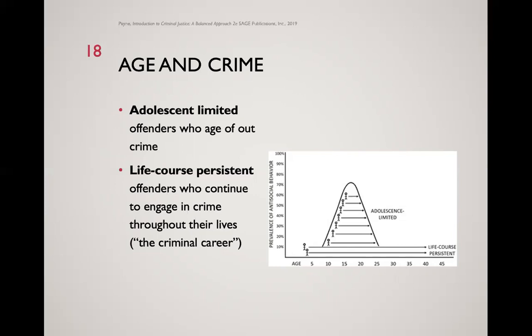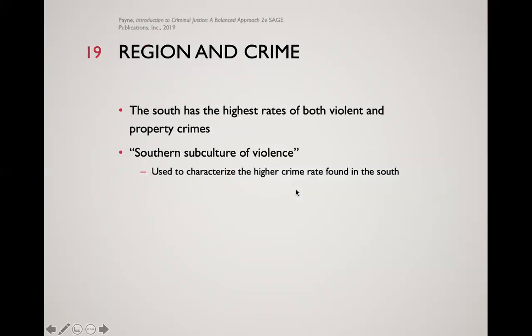On the other hand, we do have life course persistent offenders. They are ones who will continue to engage in crime throughout their lives. They have a criminal career. They commit crimes past when they are in adolescence and they are well into adulthood. And you'll see that these two people down here at the bottom of this graph, those straight lines that go all the way to 40, 45, that means that they are still committing crimes, still committing crimes, still committing crimes. So let's move on.